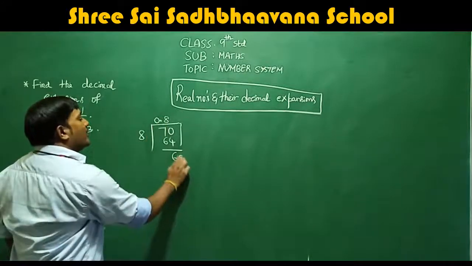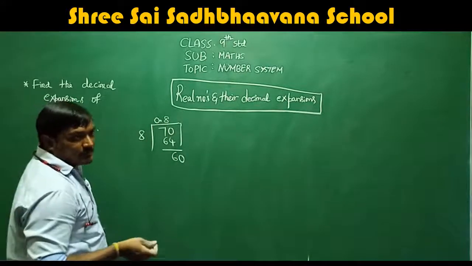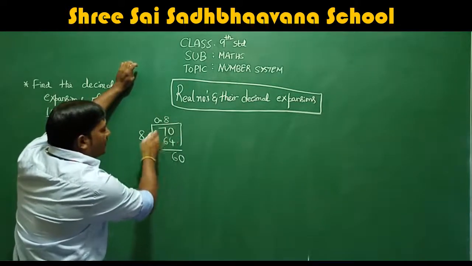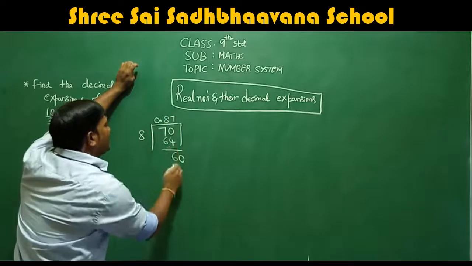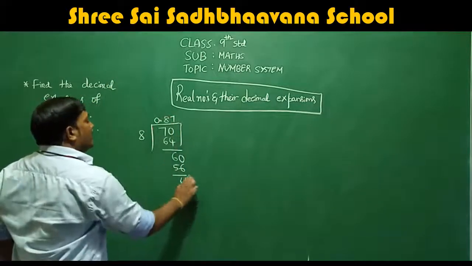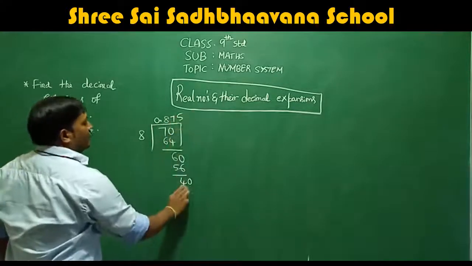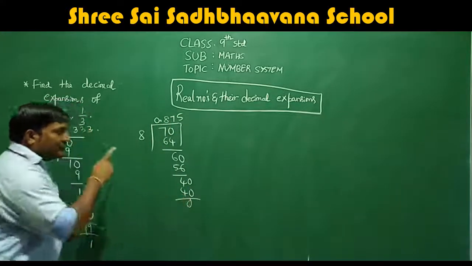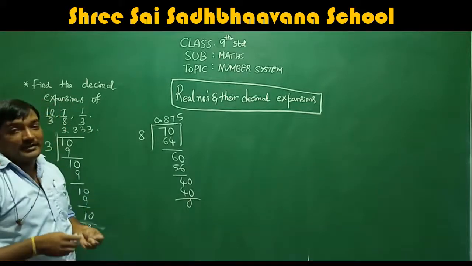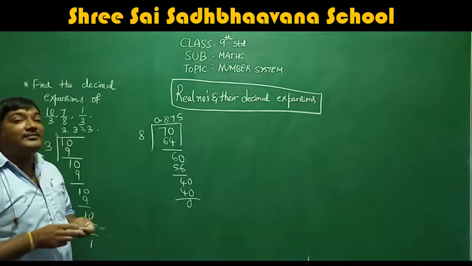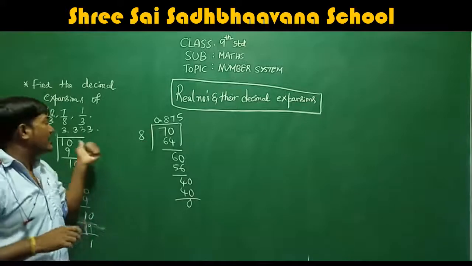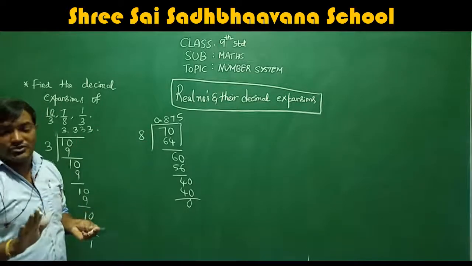Since you already put the decimal point, you can write 0, and there is no need to put another decimal point. Now 8 sevens are 56, so again you will get 4. Put 0 again, 8 fives are 40. In this division you got 0 as the remainder. So we stop the division, and there is no continuation like before.